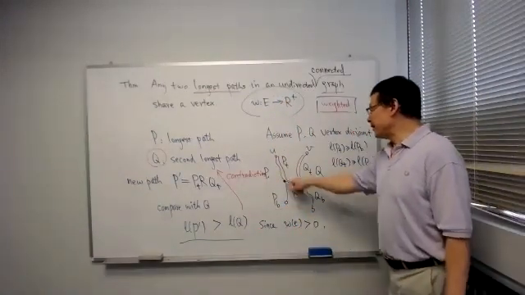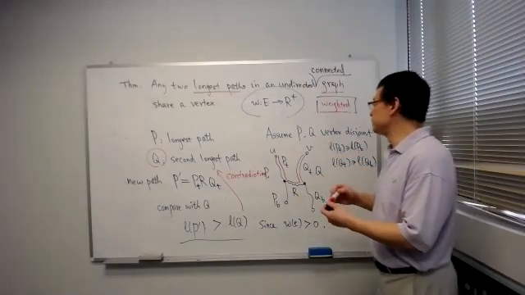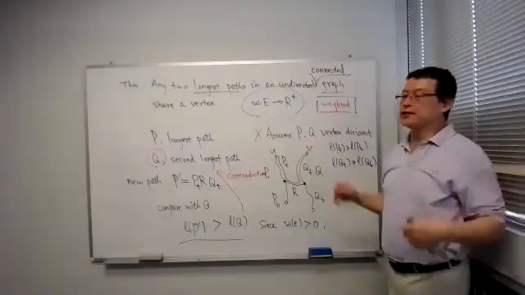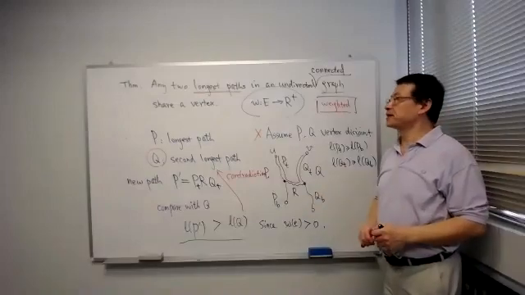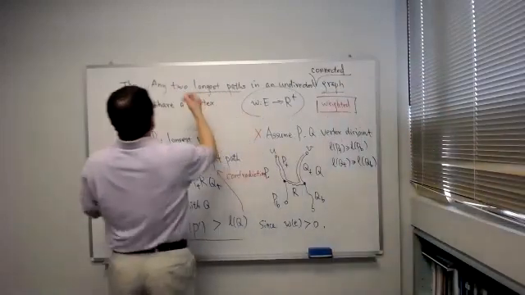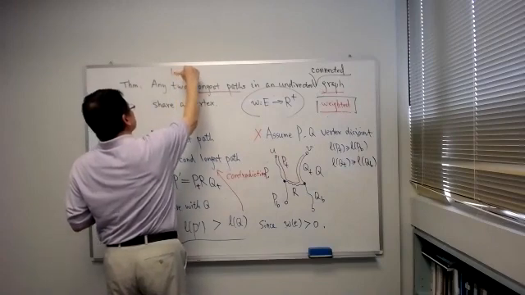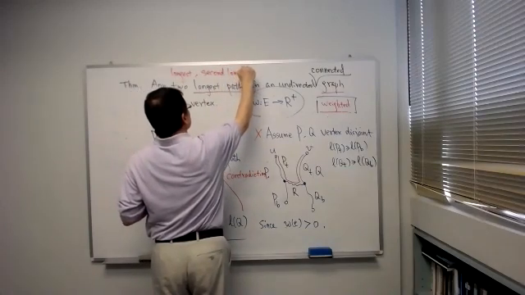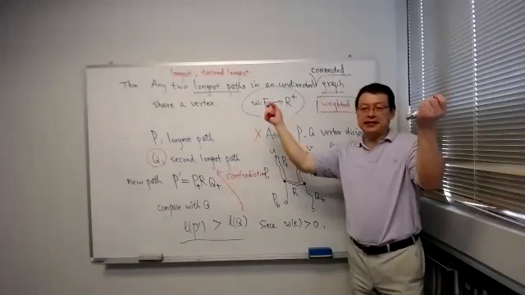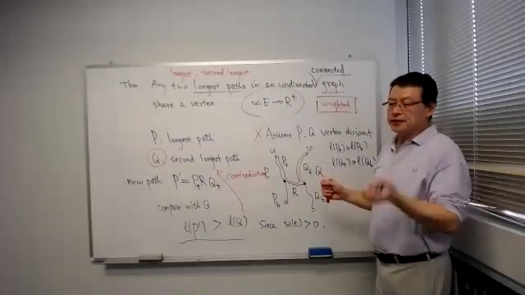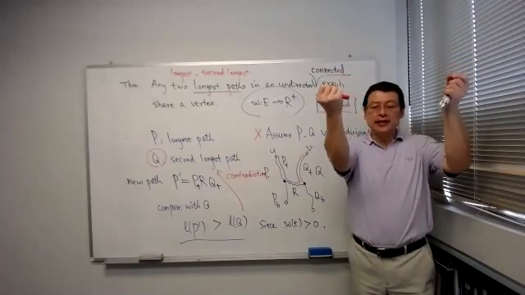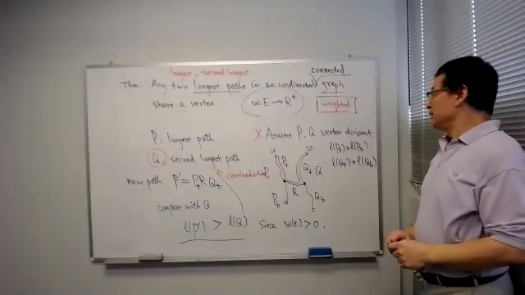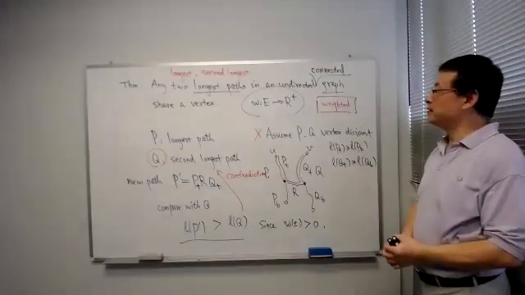So therefore, we cannot have this case. This one cannot happen. So any longest path and the second longest path must share a vertex. Here the two paths are the longest and the second longest. These two may have the same length or different lengths. Because of this, if this one is longest and this is second longest, then they must share a vertex. All right, so that's the second example.